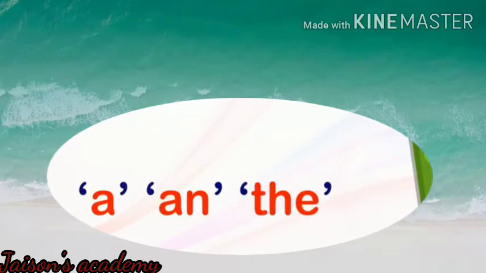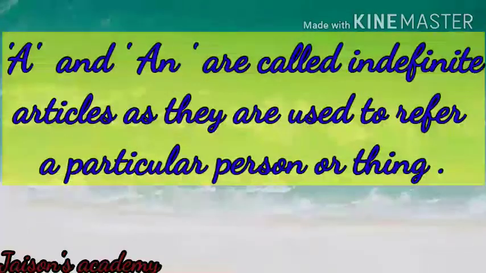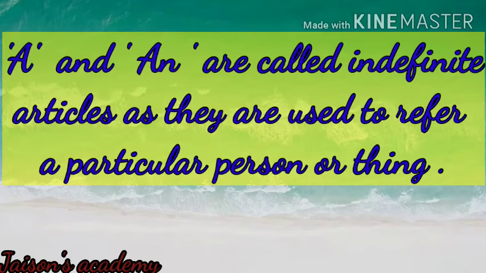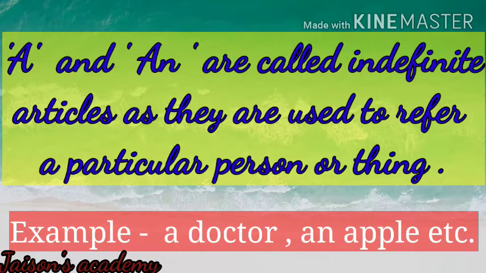A and an are called indefinite articles, as they are used to refer to any person or thing, not a particular one. Repeat again: a and an are called indefinite articles as they are not used to refer to a particular person or thing. For example, look here: a doctor, an apple, etc.